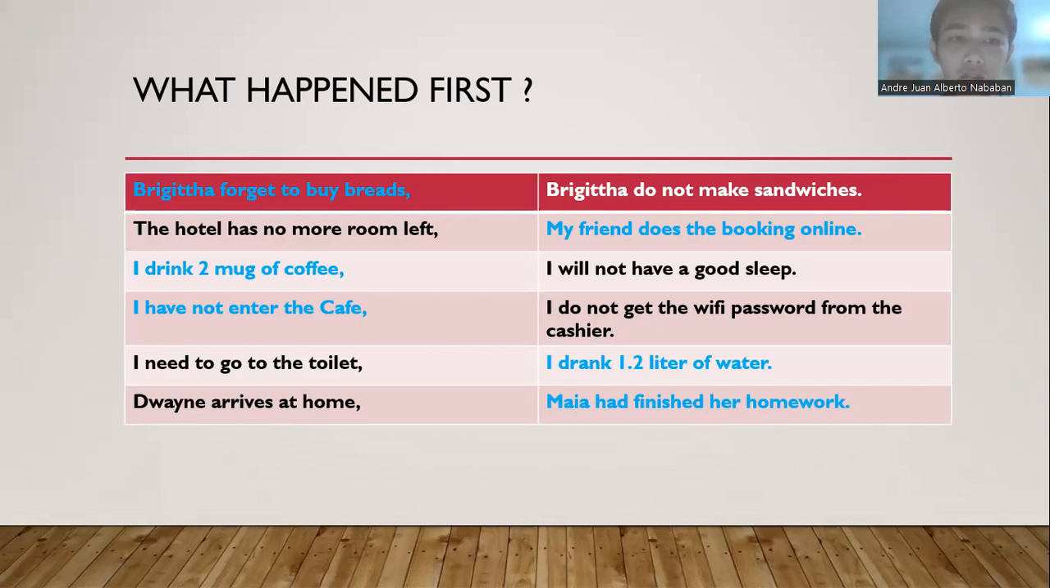The fourth: I had not entered the cafe, and I did not get the Wi-Fi password from the cashier. What happened first is I had not entered the cafe. Fifth: I need to go to the toilet, I drank 1.2 liters of water. What happened first is I drank 1.2 liters of water. Dwayne arrived at home, Maya had finished her homework. What happened first is, it's clear, Maya had finished her homework. Next, guys.